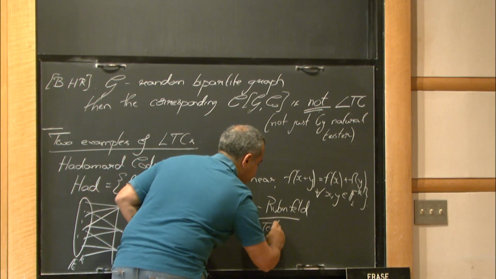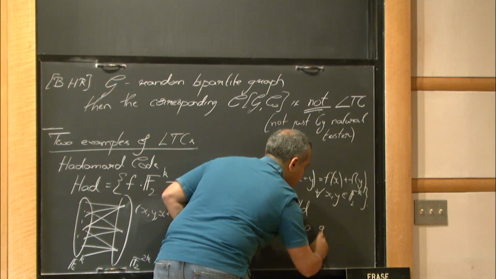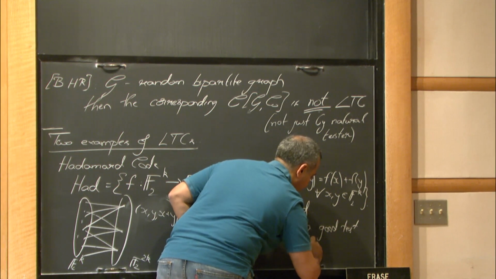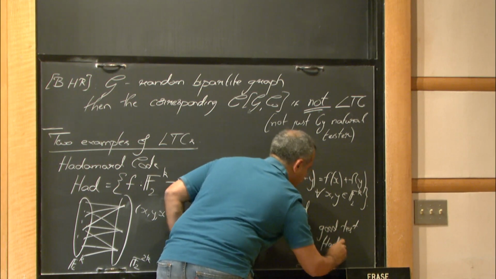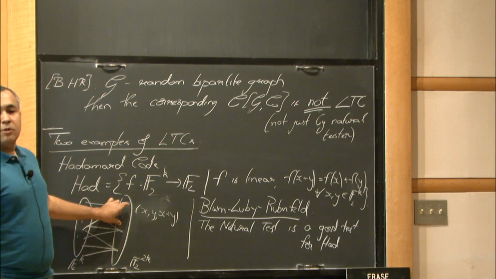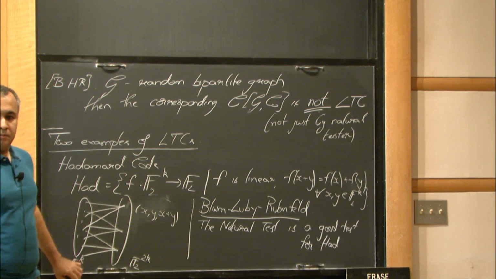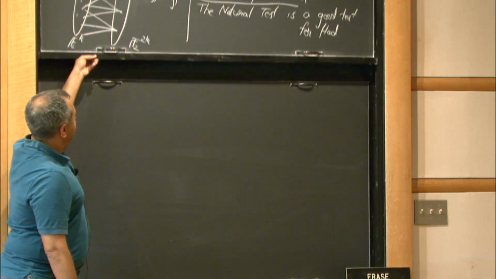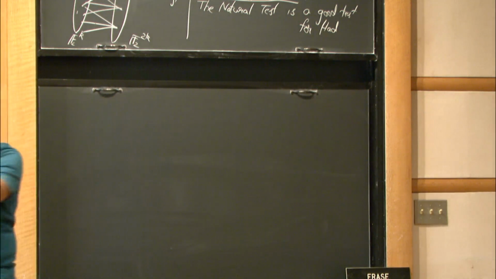A natural test is a good test for it. In particular, it obviously accepts all strings in the code. If something is delta far from it, it will reject it with probability proportional to delta. So in this sense, this code, if you look at two features of it, is testable with a constant number of queries.